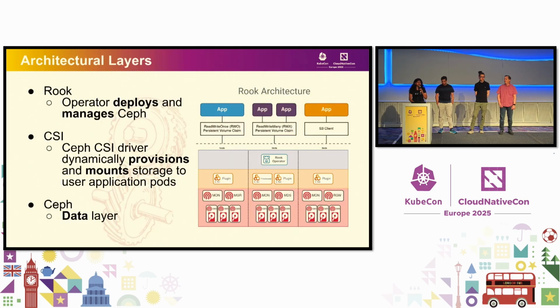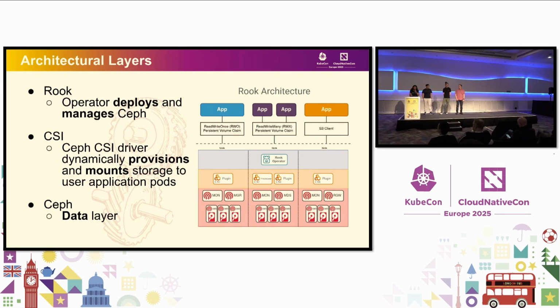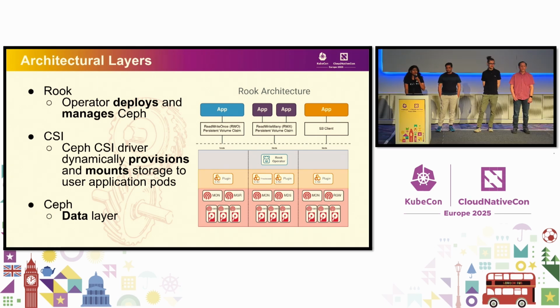Looking into how the architecture looks, it has three layers. The first one is Rook, which deploys and manages Ceph storage. Then we have CSI, which mounts and provisions storage for you. And lastly, we have Ceph, which is the data layer where your application's data is getting stored.